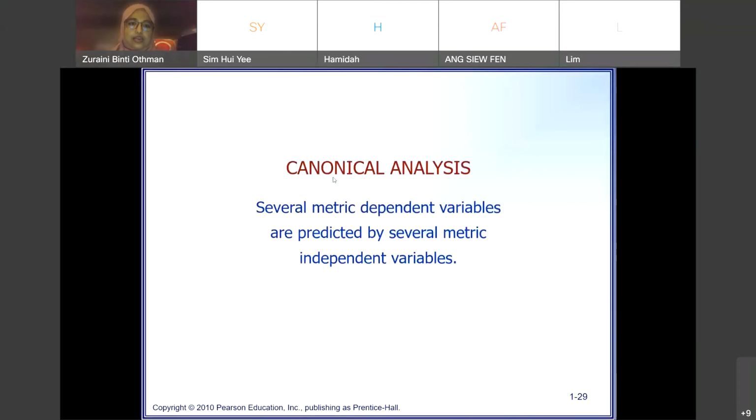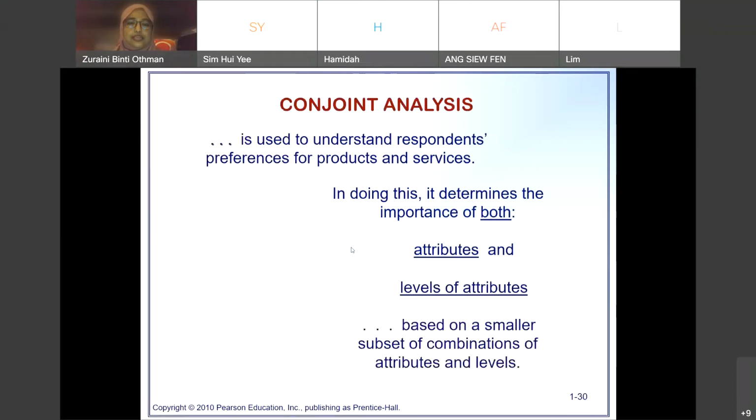Okay, then canonical analysis. This is where several metric dependent variables are predicted by several metric independent variables. Okay, and conjoint analysis is used to understand respondent preference for products and services. In doing this, it determines the importance of both attributes and levels, based on smaller subsets of combinations of attribute levels.